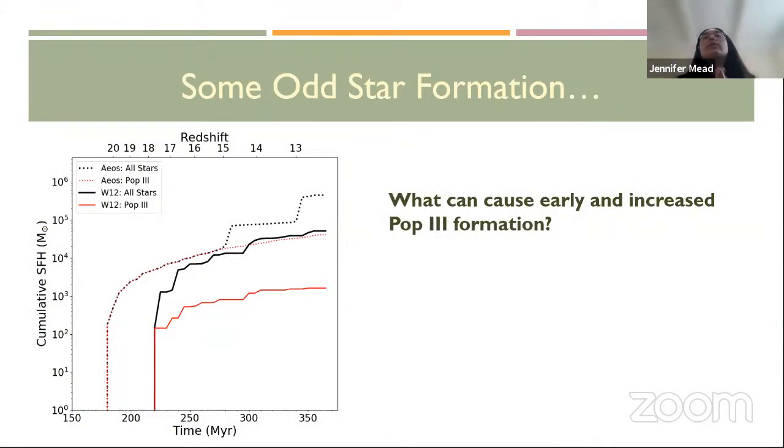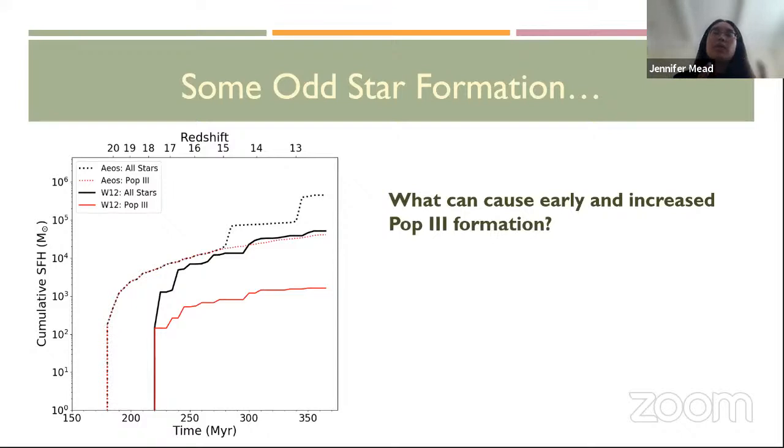So one of the first things that we wanted to do once we started getting data out of our simulation was to compare to previous work. What you're looking at here is a comparison to the Wise et al. 2012 Birth of the Galaxy simulations, which use the same initial conditions as EOS. So this is a comparison of the cumulative star formation history.